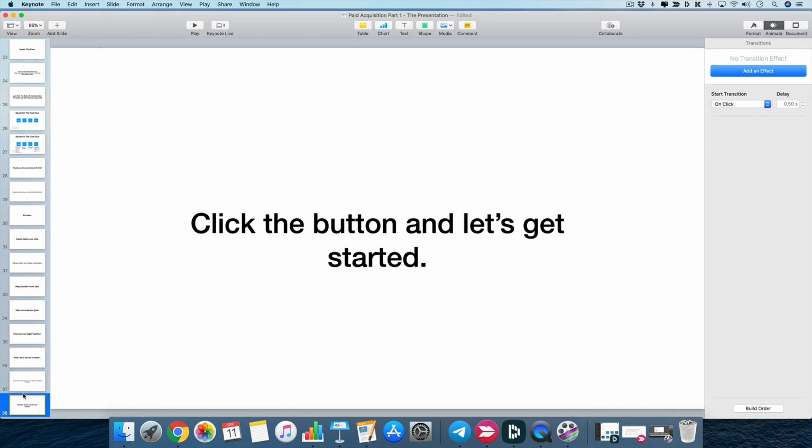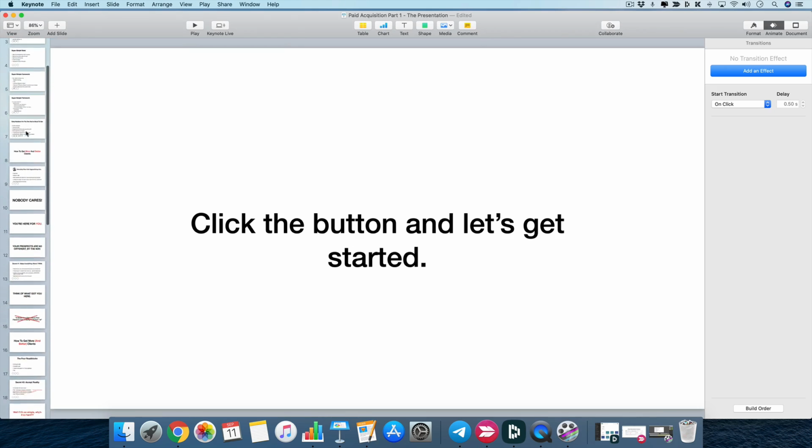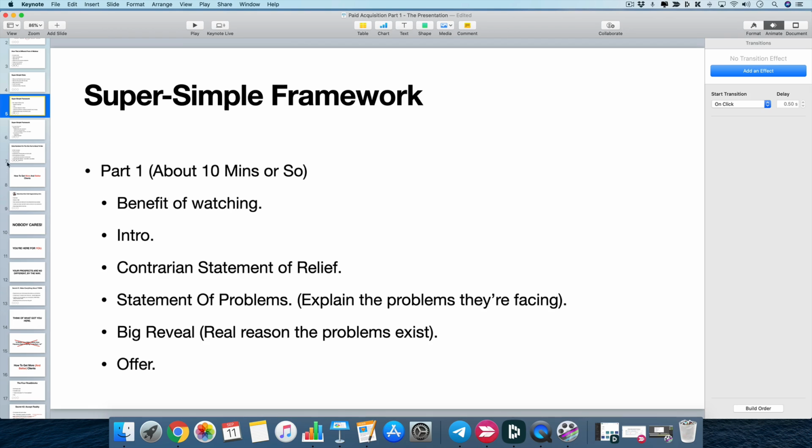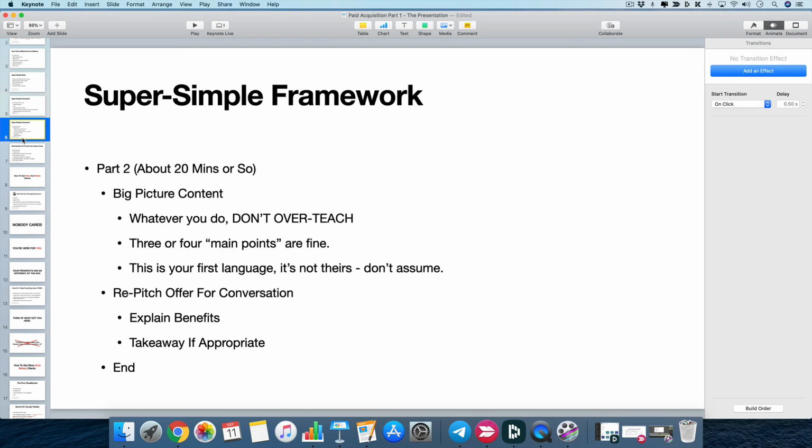So it took me way longer to tell you how to do it than to do it. But these are literally the slides that I use for the presentation itself. So your mission is just to do one of these things right here and just use this framework. Part 1 and part 2, right? And if you get it wrong, who cares? You can film another one.